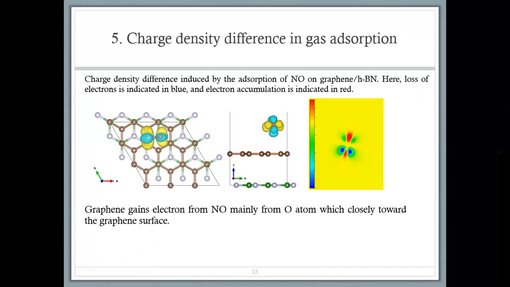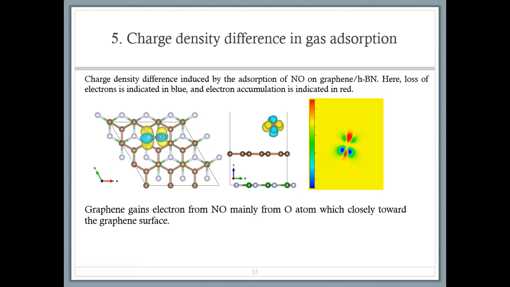In these figures, we show the charge density difference induced by the adsorption of the NO gas molecule on graphene on HBN. The figure demonstrates the electron donation. So the loss of electrons is indicated by blue, and the electron accumulation is indicated in red.